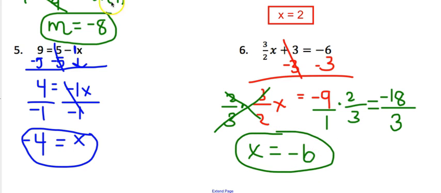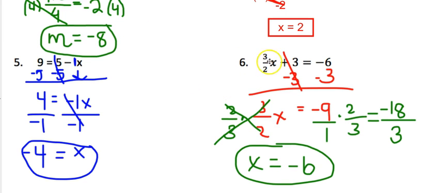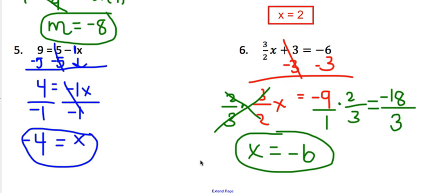Okay? So with fractions, you have a whole fraction in front of the variable. Remember, you have to multiply by the reciprocal. All right, so those are two-step problems.